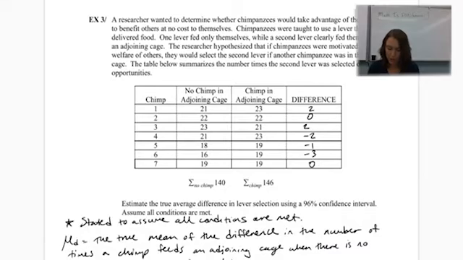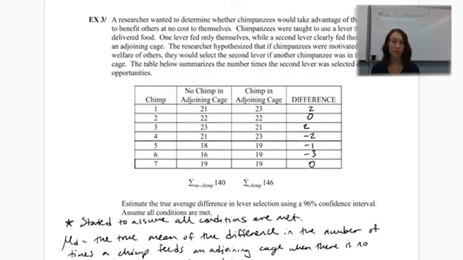A researcher wanted to determine whether chimpanzees would take advantage of the opportunity to benefit others at no cost to themselves. Chimpanzees were taught to use a lever that delivered food. One lever fed only themselves, while a second lever clearly fed themselves and an adjoining cage. The researcher hypothesized that if chimpanzees were motivated by the welfare of others, they would select the second lever if another chimpanzee was in the adjoining cage. The table below summarizes the number of times the second lever was selected out of 36 opportunities.